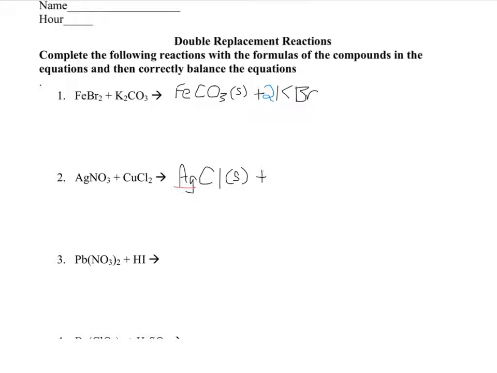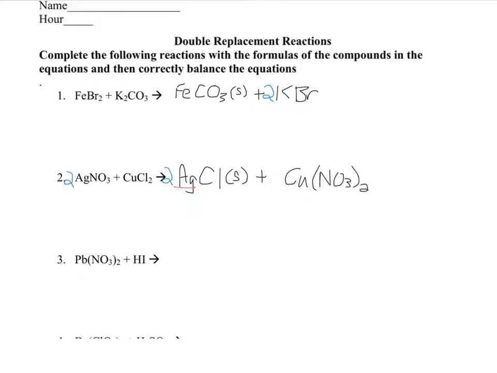The other part that still happens is our copper 2 nitrate. I'm putting the nitrate in parentheses because of the copper 2. Now we have to balance this out, and when we do so, we need to put a 2 in front of my silver chloride, and to balance out my silver and nitrate, I put a 2 there. Not with that number 2 though.